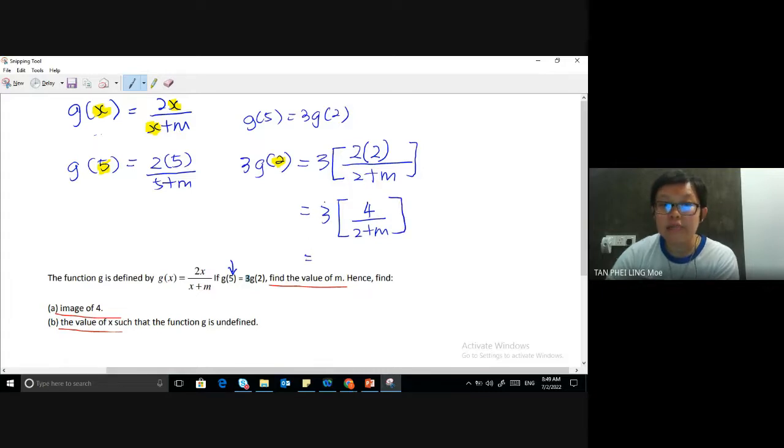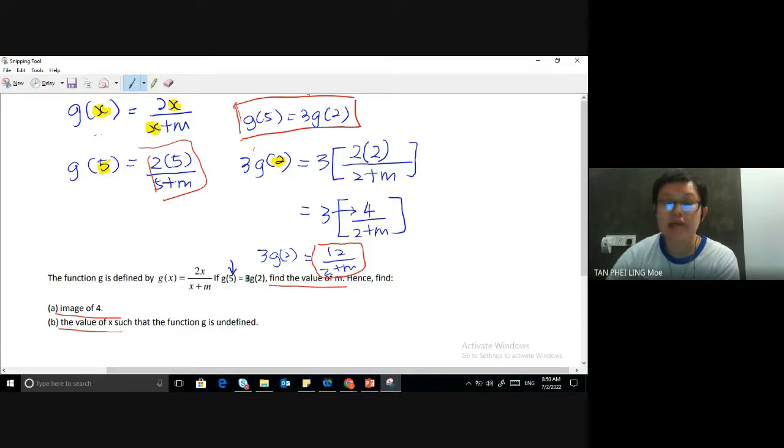So remember, the something outside can multiply in here. So it becomes 12 over 2 plus m. So this is 3g2. Okay, so recall back the relation given here, whereby g5 is equal to 3g2, right? Which means this thing here is g5, which is the same as my 3g2 here, which is this.